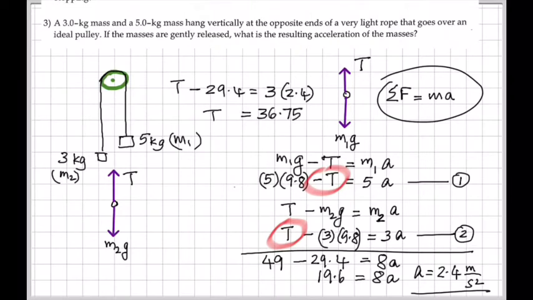36.75 newtons. Now, I can honestly tell you that if you do it this way, you're ready for any kind of problems on this connected system. Let me give you a twist on this one.